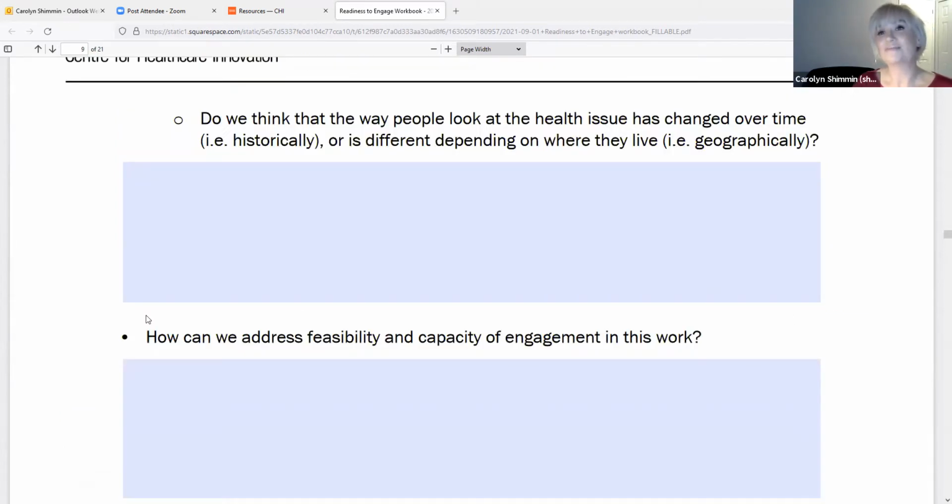Do we think that the way people look at the health issue has changed over time, historically, or is different depending on where people live geographically? So if we think of certain health issues that have changed over time or geographically, we can even think about how substance use is looked at in different countries. In Finland, they have much more progressive approaches around harm reduction, safe supply and legalization of drugs. The way the health issue is framed is different.